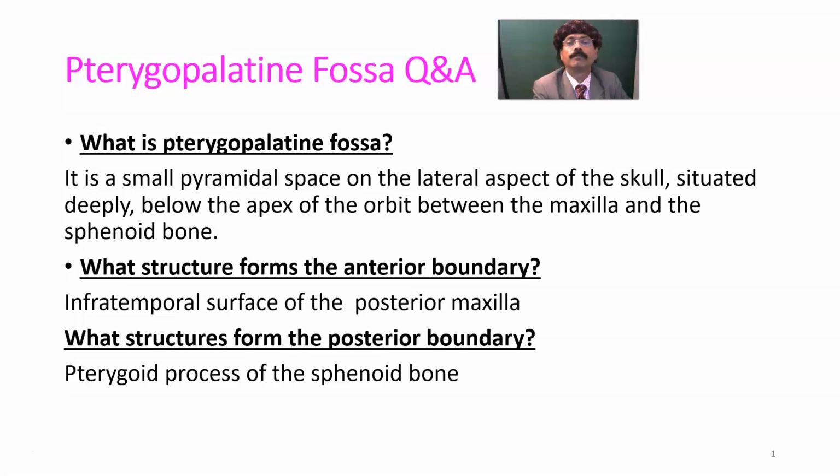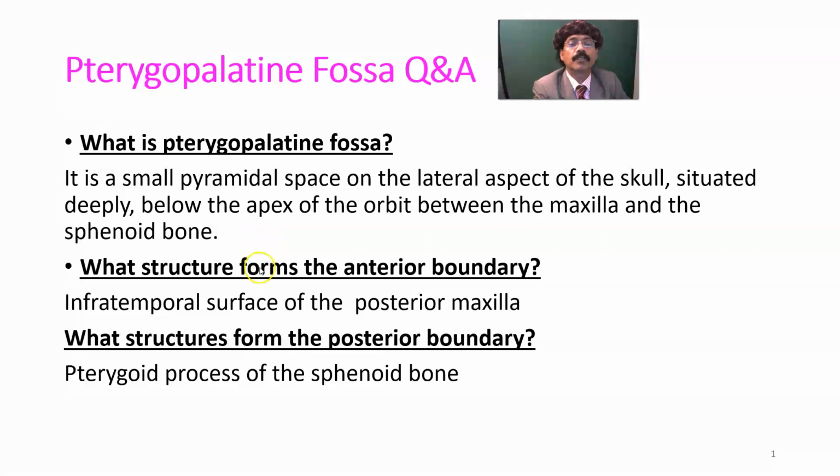Today I will discuss the Pterygopalatine Fossa. What is the Pterygopalatine Fossa? This is a small pyramidal space on the lateral aspect of the skull, situated deeply below the apex of the orbit between the maxilla and the sphenoid bone.